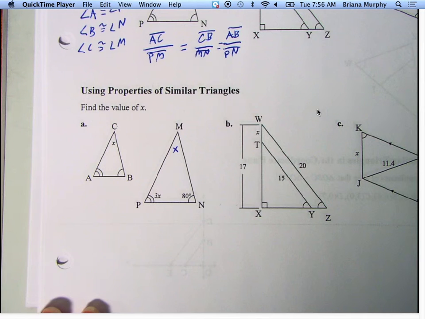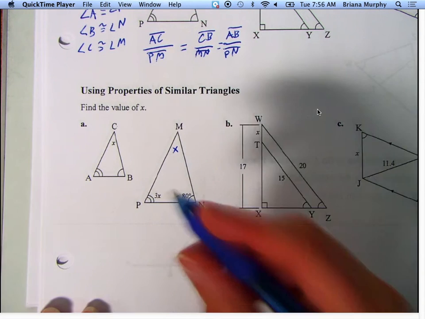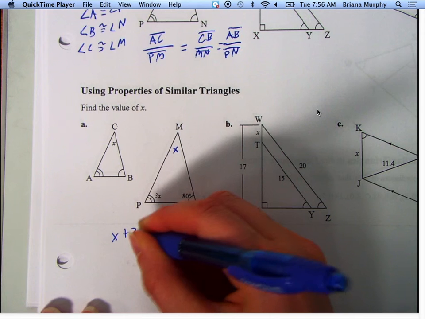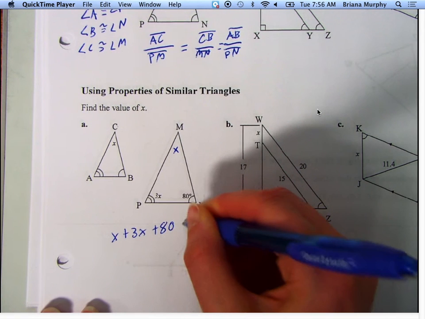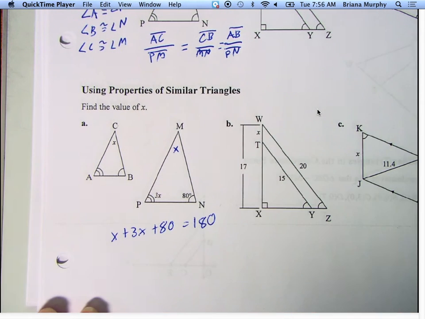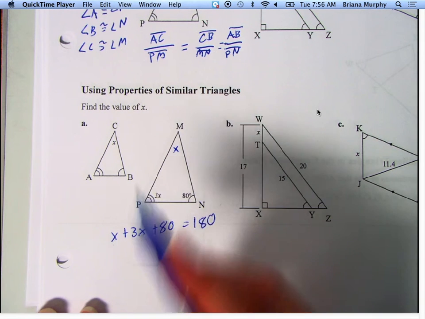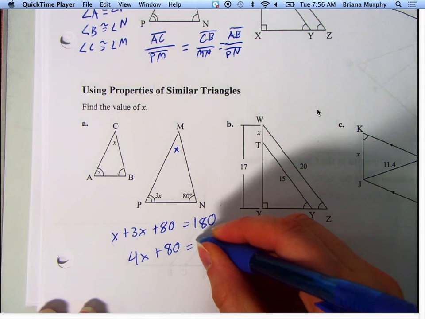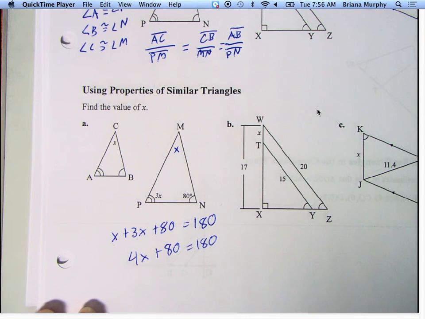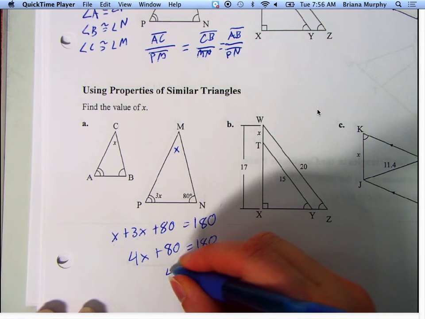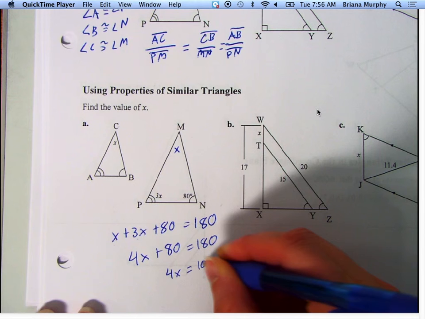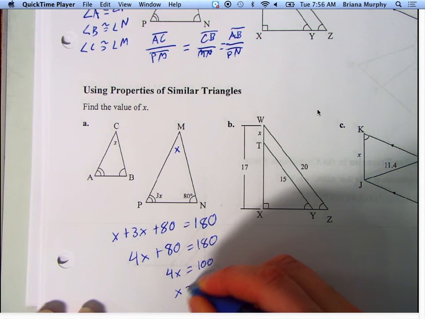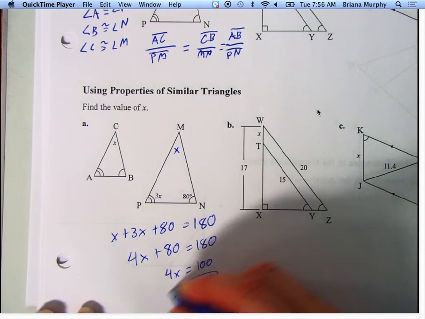So now, what do the interior angles of the triangles equal? 180. So I know x plus 3x plus 80 equals 180. All interior angles of triangles add up to 180, right? So x plus 3x is 4x plus 80 equals 180. Now, if I subtract 80 from both sides, I get 4x equals 100. So x equals 25.